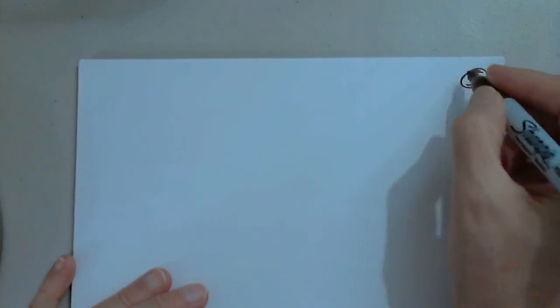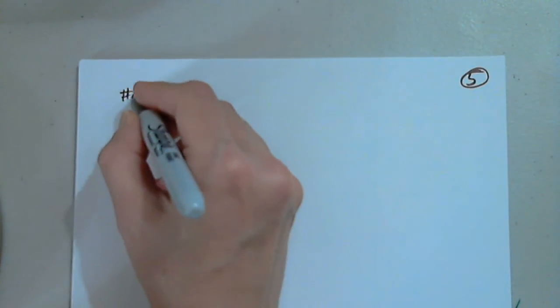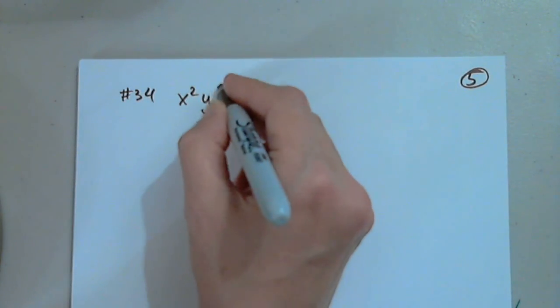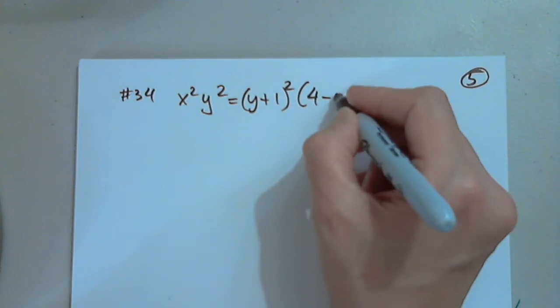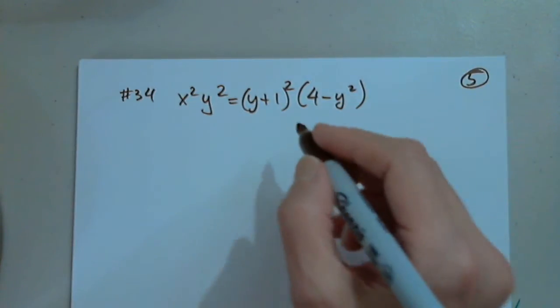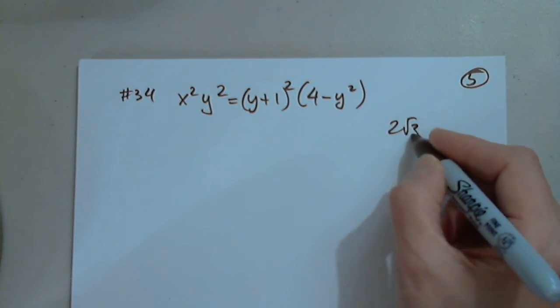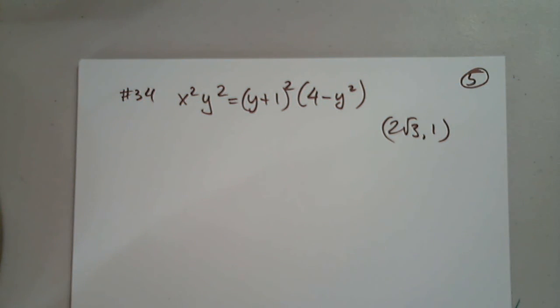So I'm on page 5. Let me copy 34, and then I'll stop sharing. x squared y squared equals (y plus 1) squared times (4 minus y squared), and the given point is (2 square root of 3, 1). Perfect pick. Thank you.